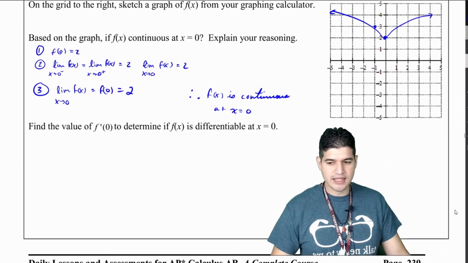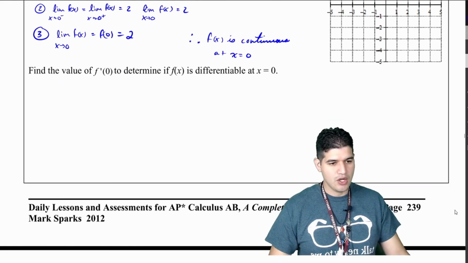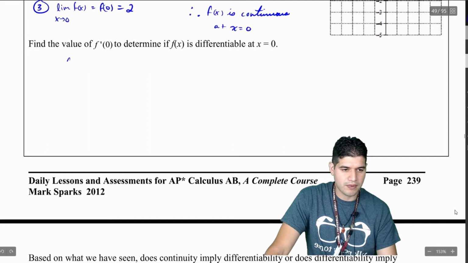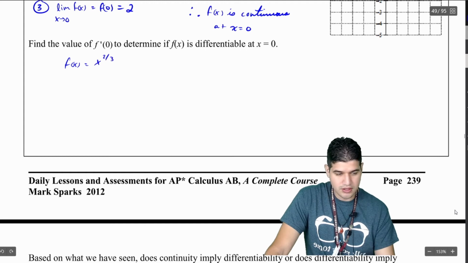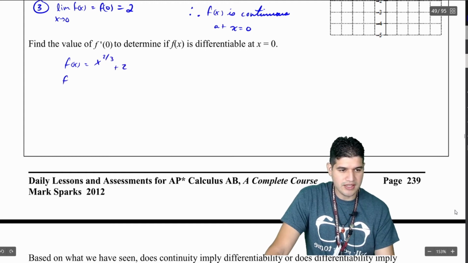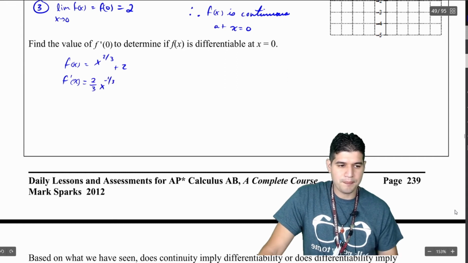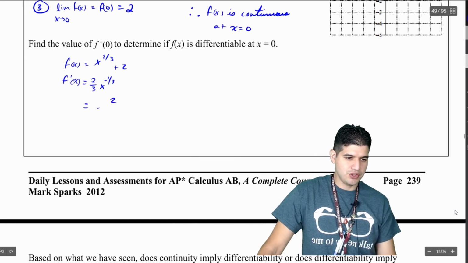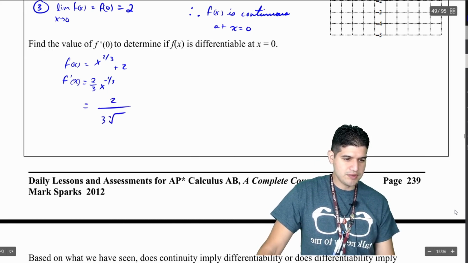So now we're going to get into differentiability. What are we going to see? What are we going to expect here? So let me just rewrite our problem again. So here's our function, f of x equals x to the 2/3 plus 2. And so let's find f prime of x. Bring the 2/3 down, x to the negative 1/3 plus 0. Okay, and I'm just going to rewrite this again. So 2 over 3 times the cube root of x.